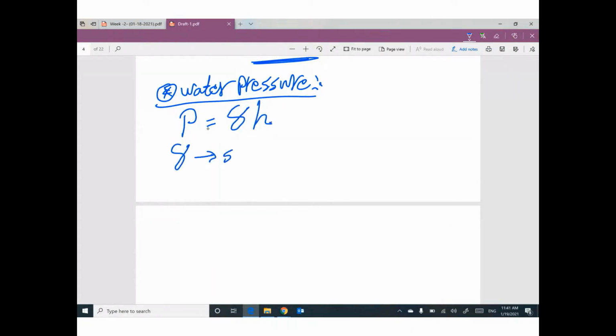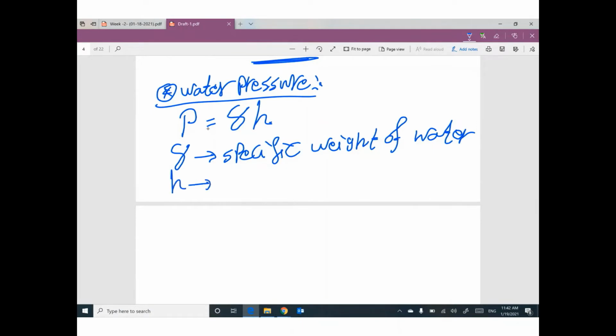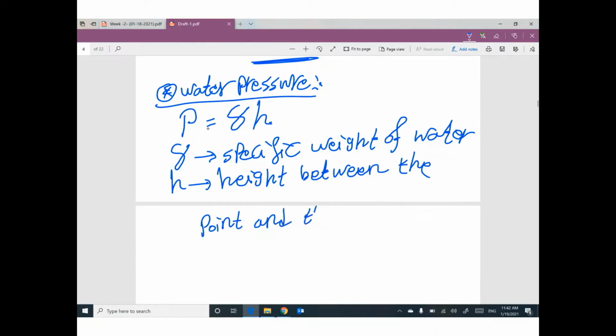Water pressure, P equals gamma H. Gamma is the specific weight of water. H is the height between the point and the water surface.